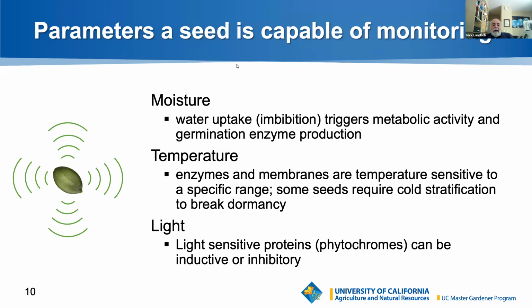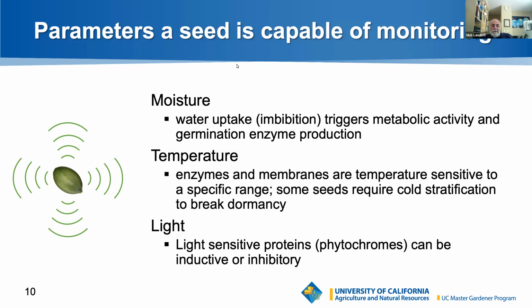Seeds monitor the moisture content of the environment. Water uptake, or imbibition, by a seed triggers metabolic activity and initiates germination enzyme production. The presence of water is mandatory for germination.